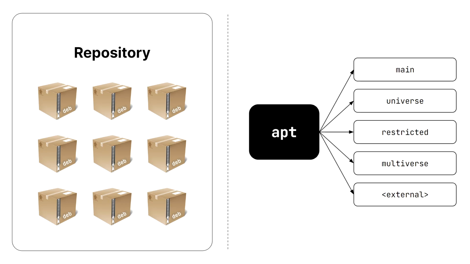Restricted, which is closed source drivers, such as NVIDIA graphics drivers. And finally, Multiverse, which contains closed source software, for example, Discord. By default, apt is configured to pull software from each of these four official Ubuntu repositories. Obviously, this can be configured if you want to adjust your system policy.